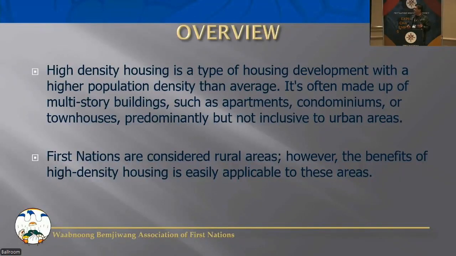It's an overview. High density housing is a type of housing development with a higher population density than average. It's often made up of multi-story buildings such as apartments, condominiums, or townhouses, predominantly, but not inclusive to urban areas. If you Google or Wikipedia high density housing, it's like 6,000 people within 1 square acre. We're never going to get that for First Nations, so saying high density may not be the proper term. I want to say densification of First Nation housing, which I think is really important.